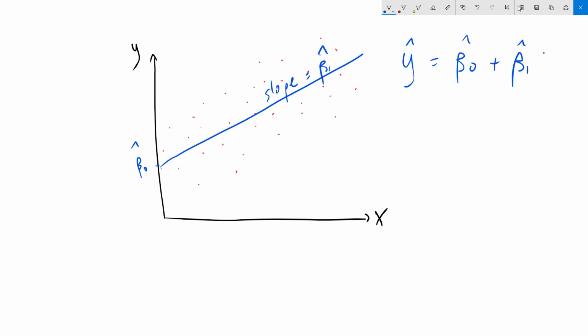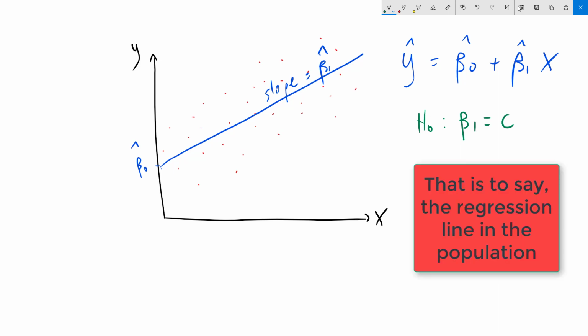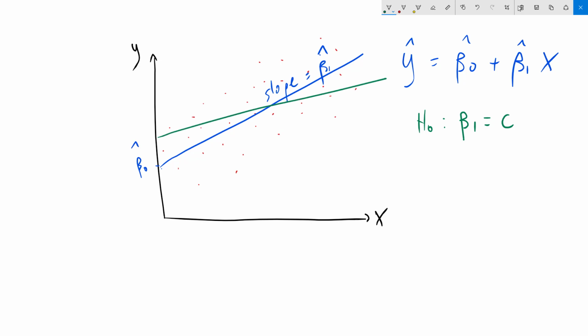In a hypothesis test, we're going to come up with a null that says H naught: beta 1 equals c. This is saying that in reality, we think that the slope of the regression line is actually c. I'm going to arbitrarily draw in a line, something like that, and say that the slope of this line is c. So our null hypothesis is saying that the line actually looks like this green line as opposed to the blue line that we got from the data.